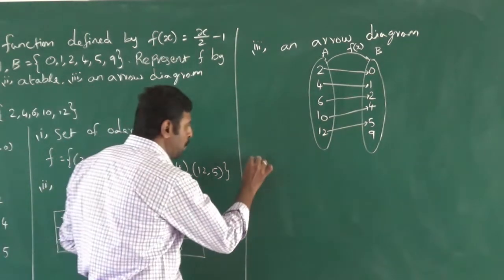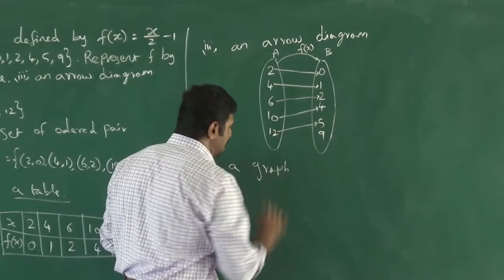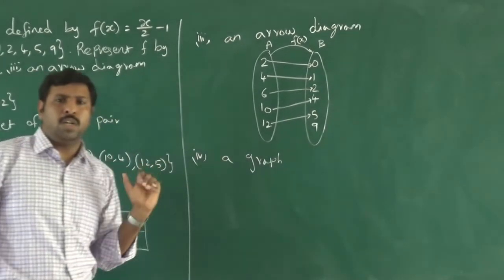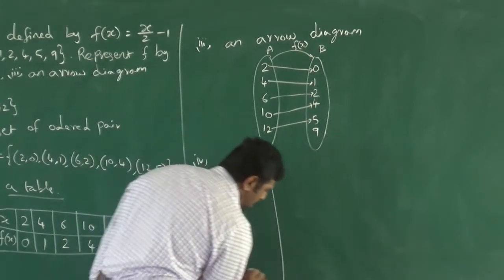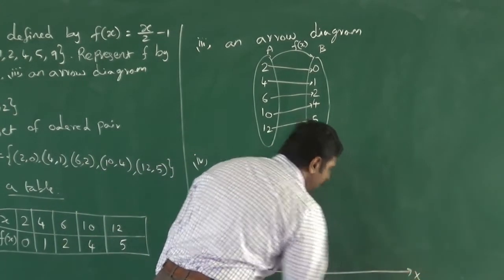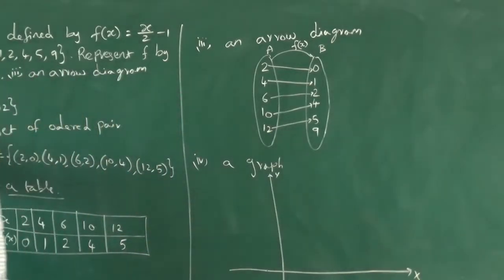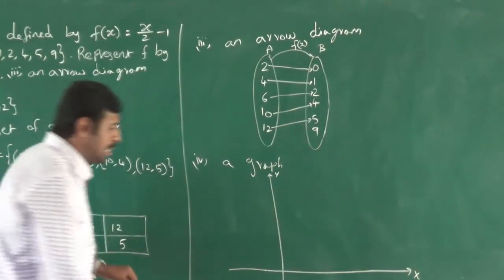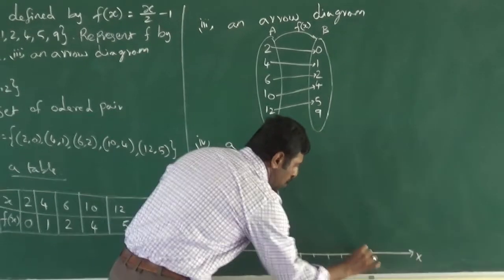Problem number 4, a graph. Here we are not using the graph sheet as it is. By approximate value only we are drawing here. Let me take this. This is the x and y axis. Right? Here see, A is the x-axis value. We get 2, 4, 6, 10, 12.